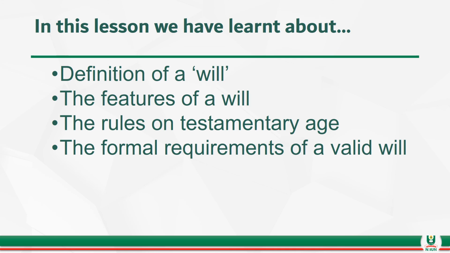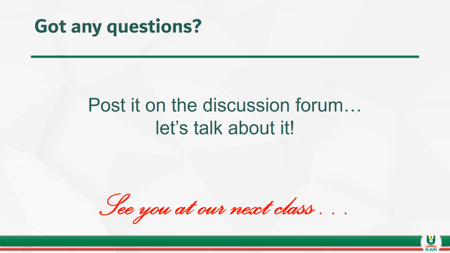So we have come to the end of the lesson, and some of the things we have learned are how to define a will, the features of a will, the rules on the age of majority, and the formal requirements for a valid will. You can download this lesson and view it again and again. If you have any questions, you can post them on the discussion forum so we can answer them together.